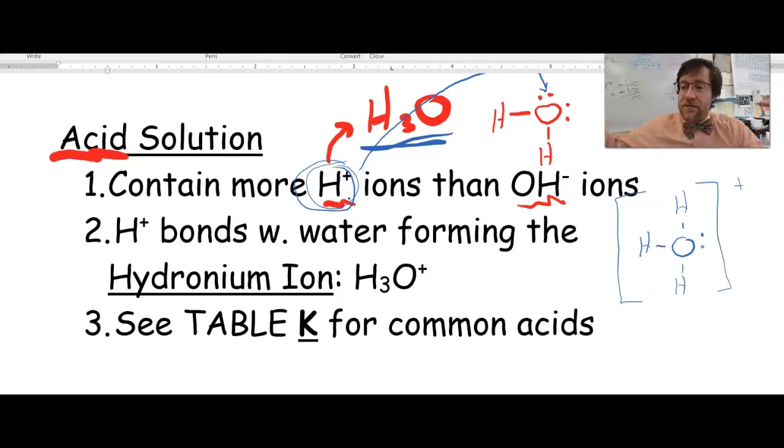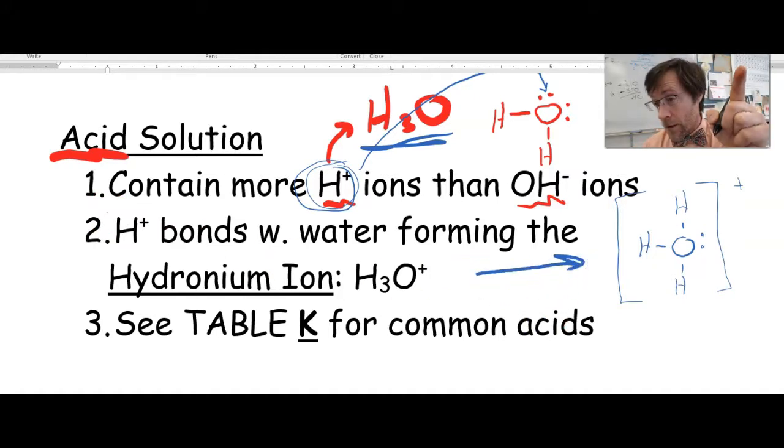But that's what makes an acidic solution. If you have a big vat of acid, what it is is an aqueous solution that has more hydronium than hydroxide. That's it. That's all you need to know about what makes an acidic solution. And look, number 2, I just talked about that.